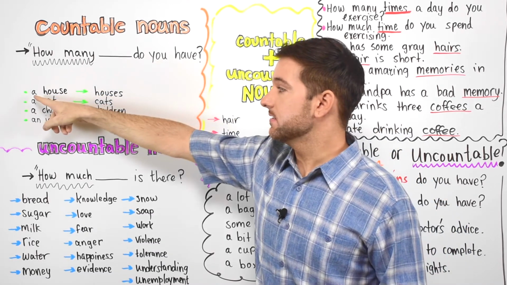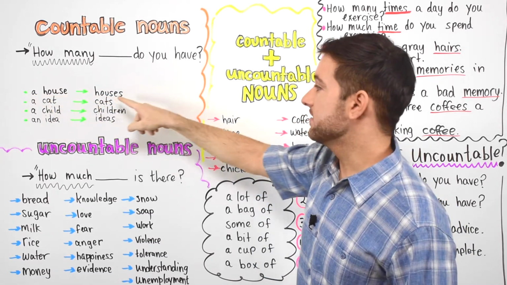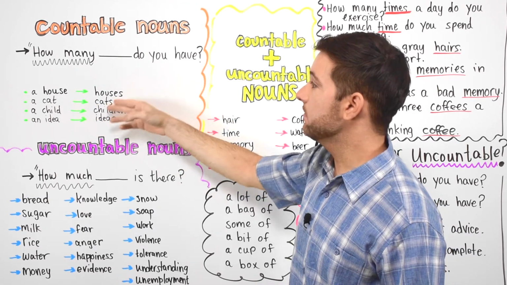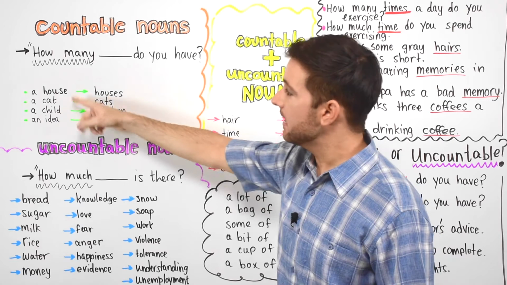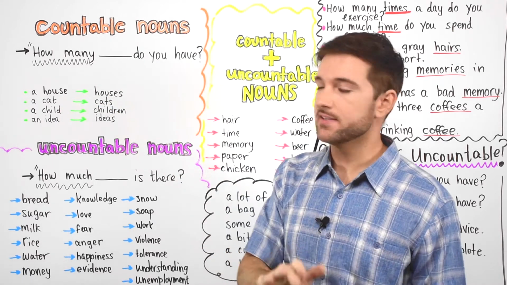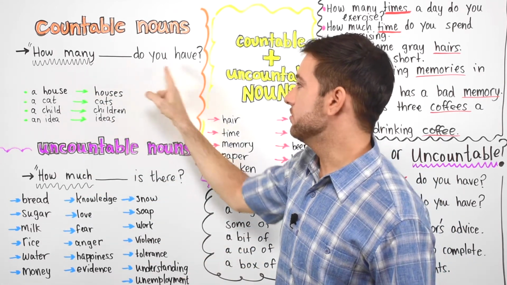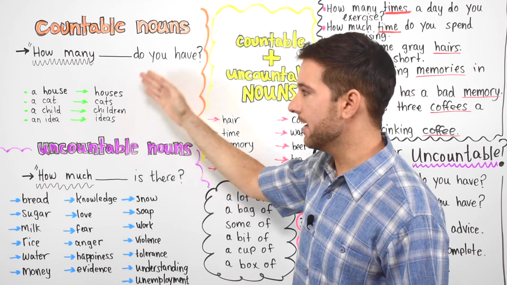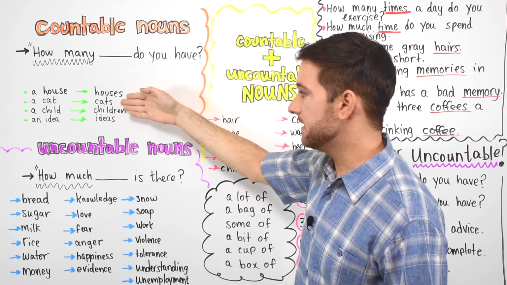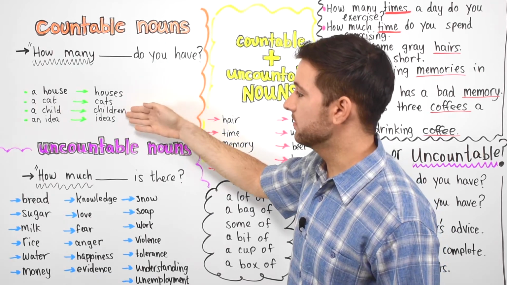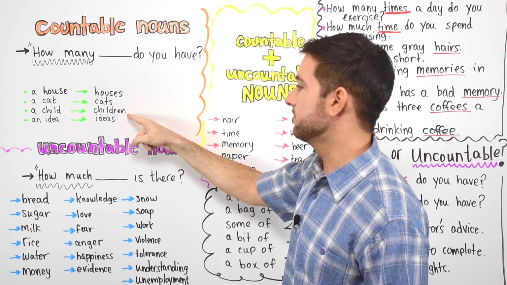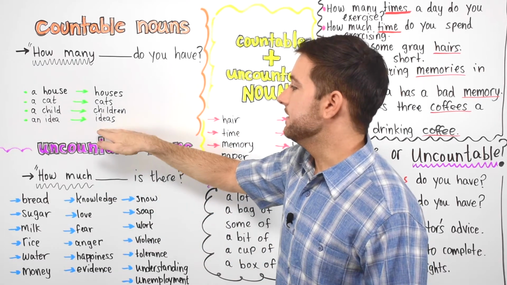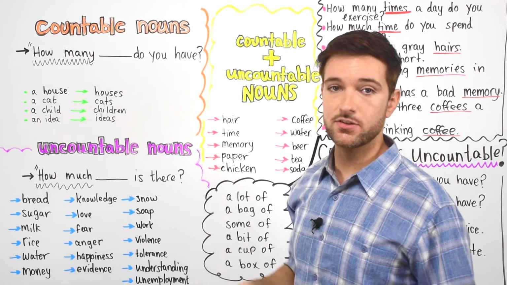Right? So instead of saying a house, we have to say houses. How many houses do you have? A cat becomes cats. How many cats do you have? You cannot say, guys, how many a house do you have? How many cat do you have? How many child? No. You have to say, how many houses do you have? How many cats do you have? How many children, from a child, right? Becomes children. How many children do you have? And an idea becomes ideas. How many ideas do you have?